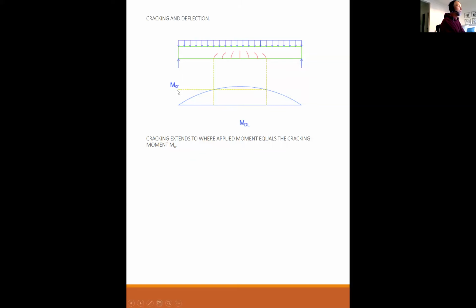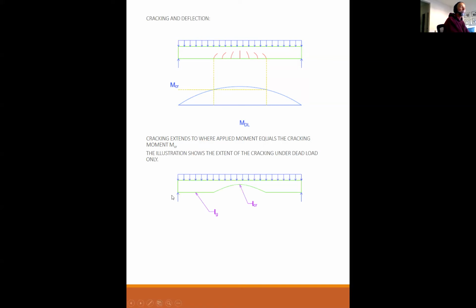So basically, cracking will extend to where the applied moment equals the cracking moment. Remember from the very beginning of this course, we could calculate the cracking moment for a beam. And if this is the moment diagram, then the cracking is going to extend to where the moment is above M cracking, as you can see. And I've labeled this to be the dead load moment diagram. And then with the cracking here, it almost feels like this concrete has been removed from the span of the beam in terms of stiffness.